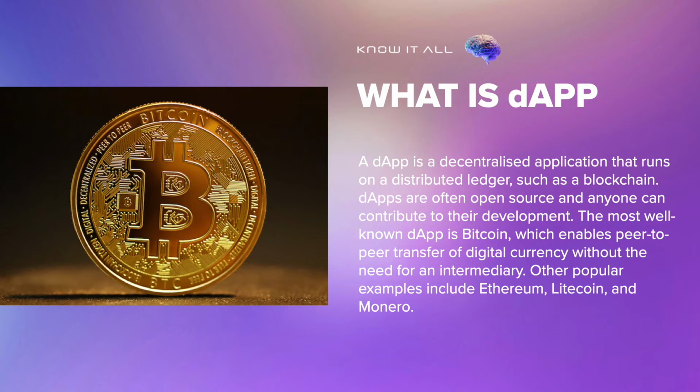What is a DApp? A DApp is a decentralized application that runs on a distributed ledger, such as a blockchain. DApps are often open source and anyone can contribute to their development. The most well-known DApp is Bitcoin, which enables peer-to-peer transfer of digital currency without the need for an intermediary. Other popular examples include Ethereum, Litecoin, and Monero.